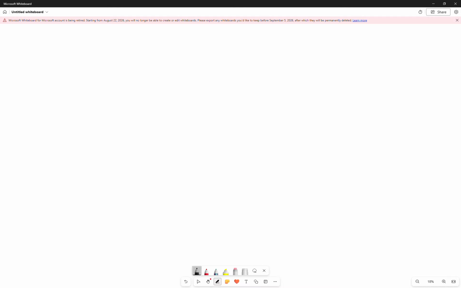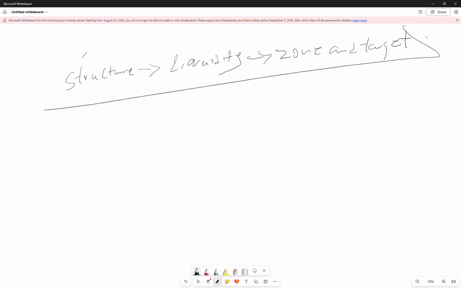Structure, liquidity, zone, and target. This is what you need to change your words. This is all you need to change the way you analyze.